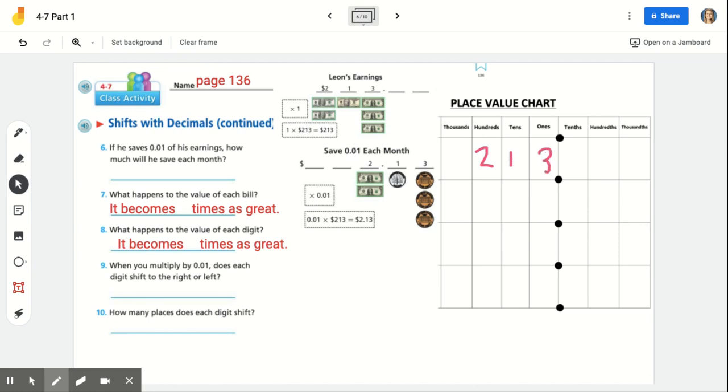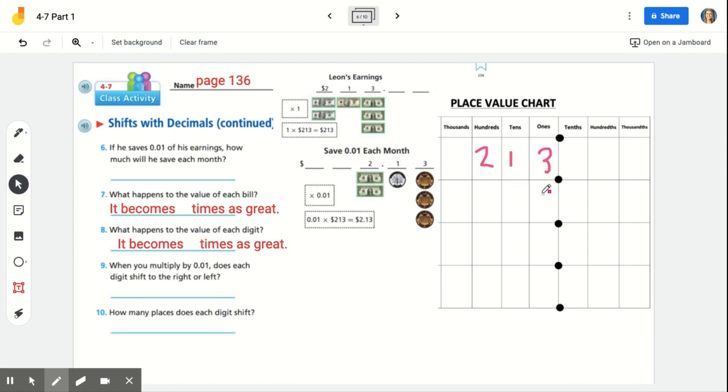And now the situation has changed. He only wants to save 1/100th of his earnings. So if he only saves 1/100th of $213, how much does he save each month? Well, the book is already telling us the answer, and it's right over here. The book is saying 1/100th times $213 is $2.13.